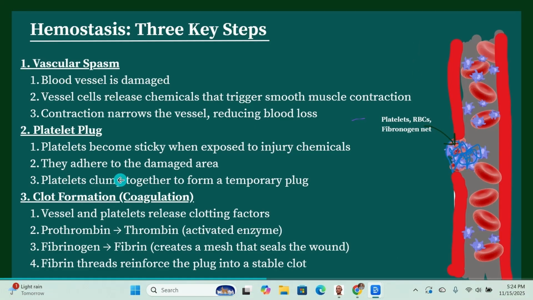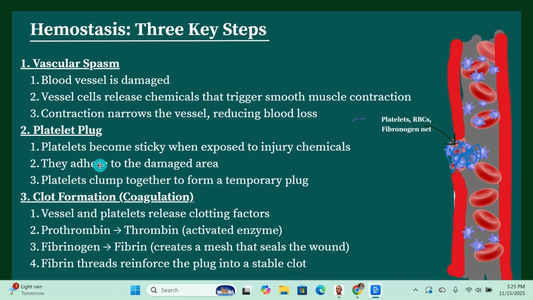All right, so here are the steps involved in hemostasis. That means clotting the blood. So first thing that happens when the blood vessel is damaged is that the vessel cells release chemicals that trigger the blood vessels to contract, which is like a tourniquet that stops so much blood from getting to that spot. So your body will immediately try to tourniquet by squeezing the blood vessels closed. So the contraction narrows the vessel and reduces blood loss, okay?